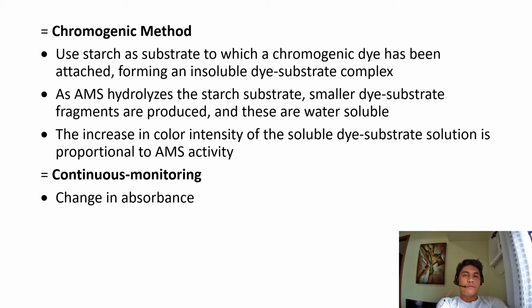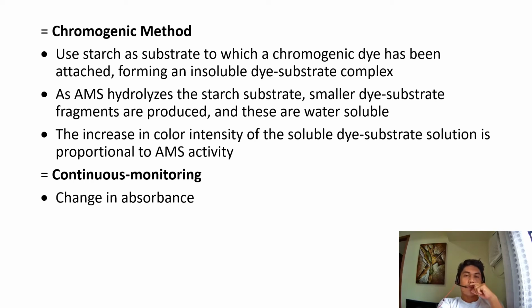Okay, so for the chromogenic method, the intensity of the color is directly proportional to the AMS activity. Meaning, if the color is mas intense, meaning the concentration of amylase is also increased. Okay, so that's the correlation of AMS activity in the chromogenic method.